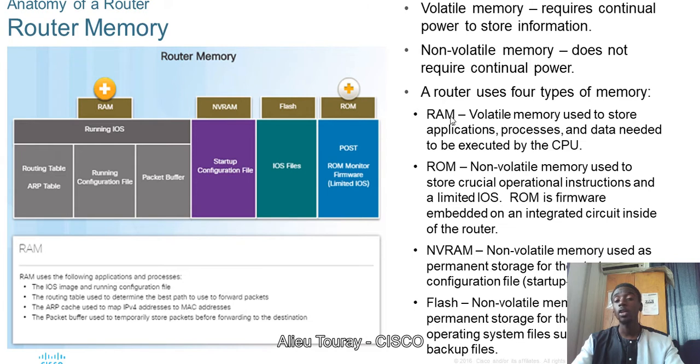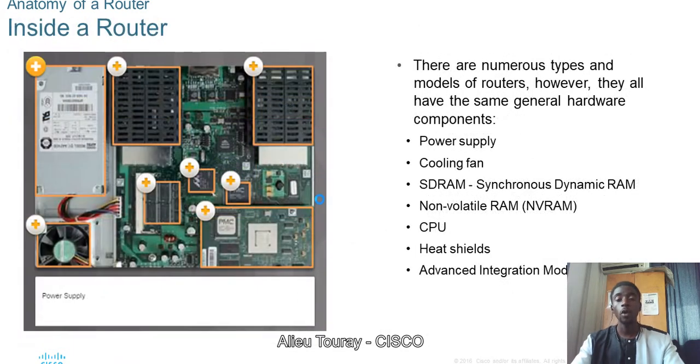So that said, we have an interpretation. The RAM is volatile, that is used to store applications, processes, and data needed to be executed by the CPU. That means information like the running configuration is stored here, and the ROM provides instructions and a limited IOS. NVRAM is non-volatile, it stores data permanently on the router, and the flash is non-volatile. It is also used to permanently store the IOS image, that is the operating system of the Cisco router.